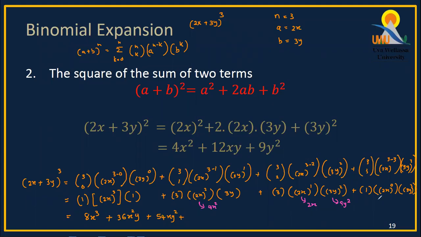Then plus. This calculation becomes 1, since it is 2x to the power 0, and 3y cubed is 27y cubed. Therefore, if you substitute that value here, you will get the answer as 27y cubed. Therefore, if you consider (2x plus 3y) to the power 3, you will get the answer in this way.